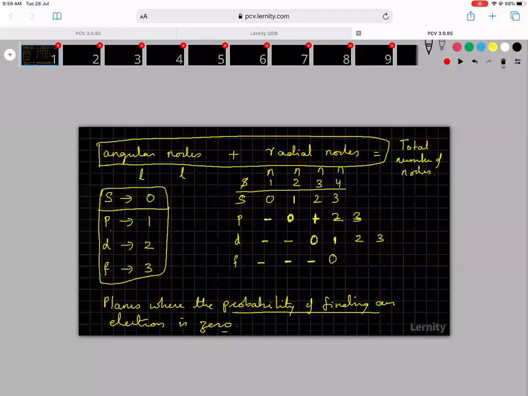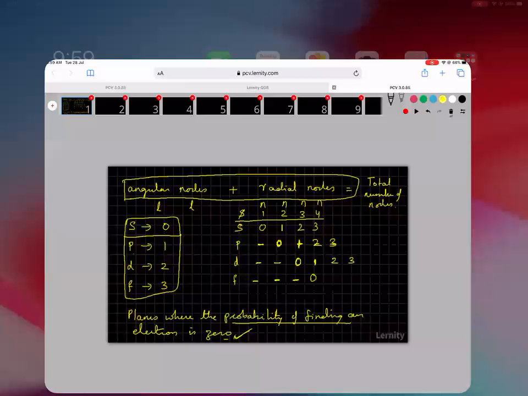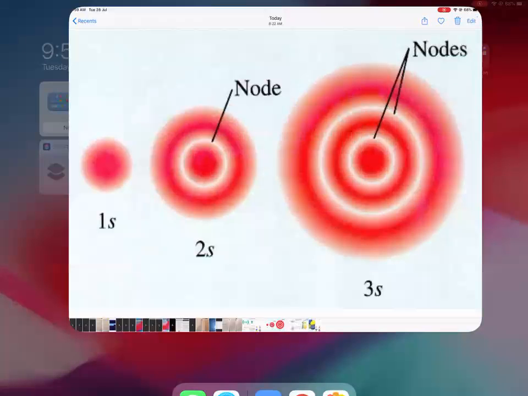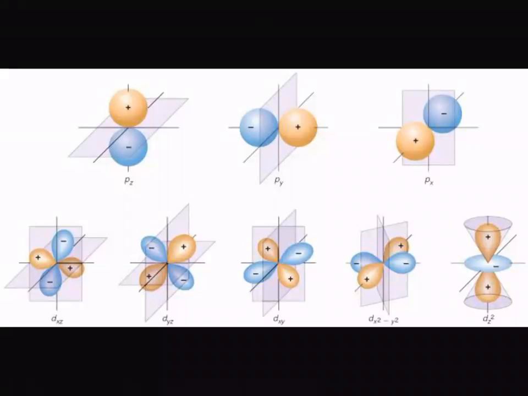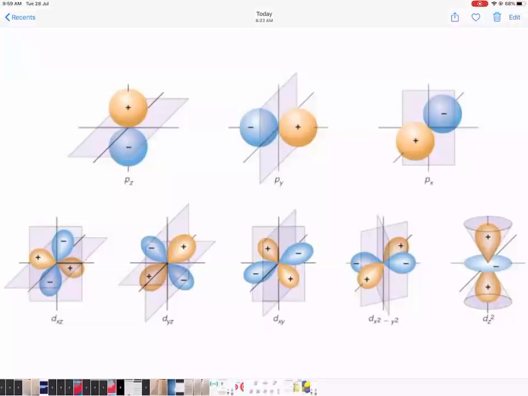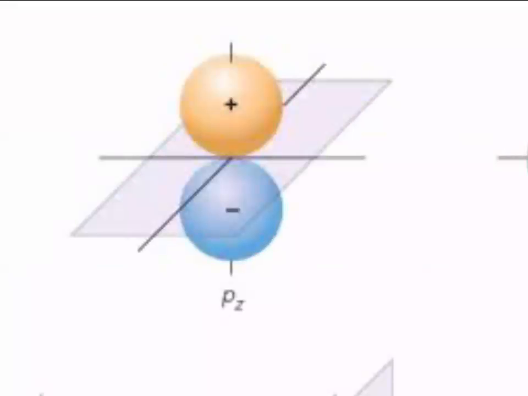First, please understand: angular nodes are planes where the probability of finding an electron is 0. So now I am explaining it to you by way of a diagram. Here is a diagram. For P, on this glass shell, by the shape of the orbital, you cannot find any electron. So I can see only one such plate. The other plate will come on this. I would have to cut through the sphere anywhere else, where the probability of finding an electron is not 0. So for Pz, there is one angular node.